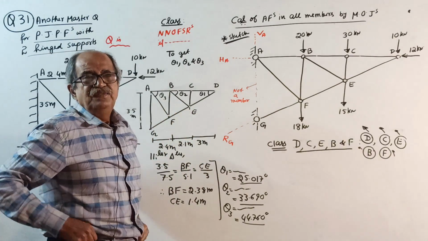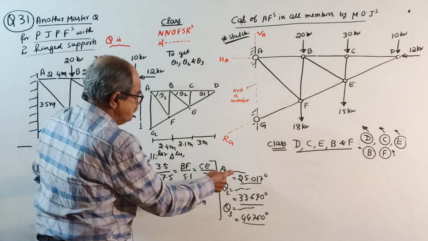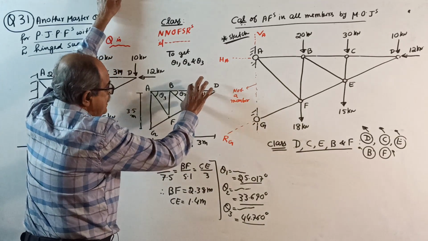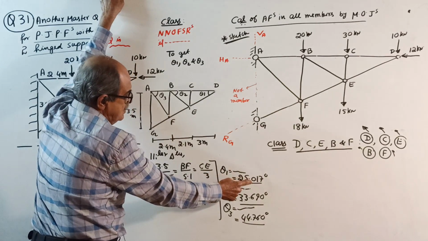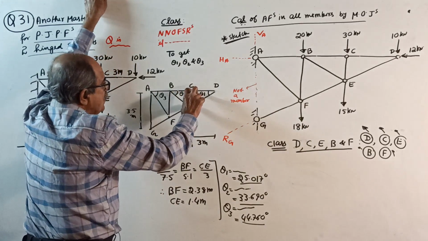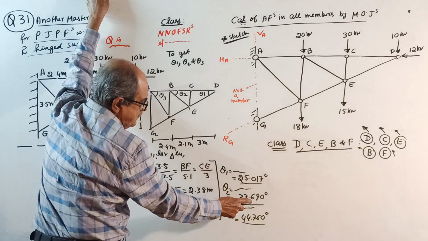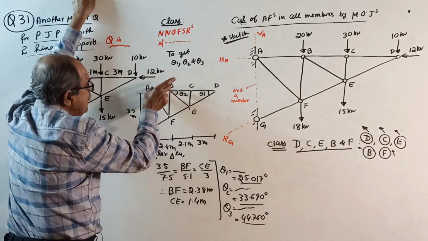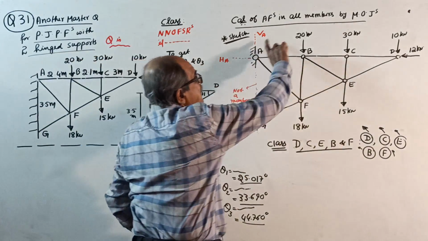Then, this is a structural engineering class, so you should write not waves here. Tan theta 1 equal to CE divided by 3. Show the calculation, get the answer: 25.017 degrees. Tan theta 2 equal to, once again, CE divided by 2.1. Get this angle. Tan theta 3 equal to BF divided by AB. Get this angle.